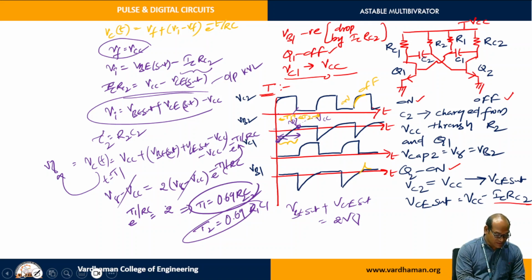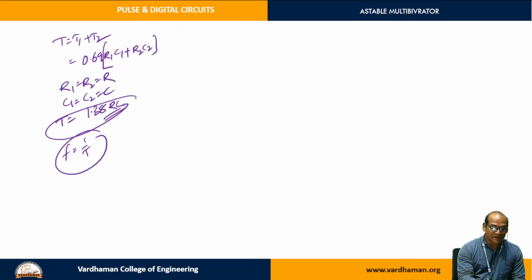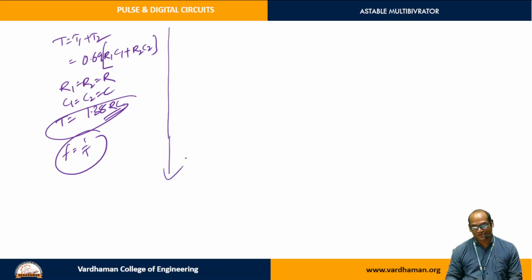And one more thing is, this is independent of VCC, because in this equation VCC is not available. Okay, so frequency we can get by taking the inverse of this one. So frequency also does not depend upon the supply voltage VCC. Okay, so this is a general multivibrator time period equation or the frequency equation.